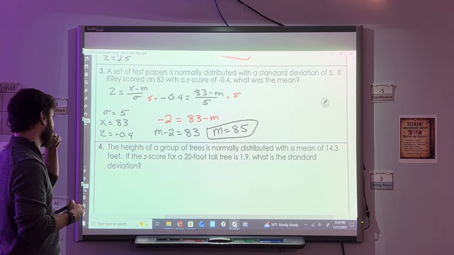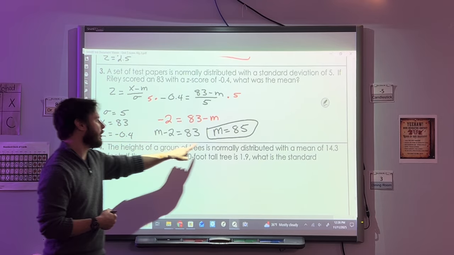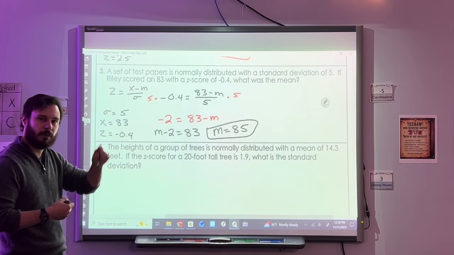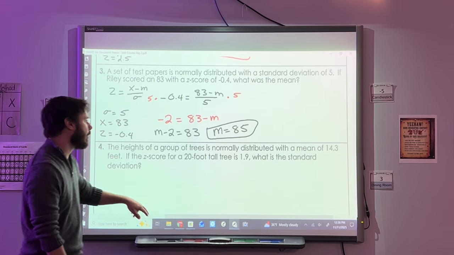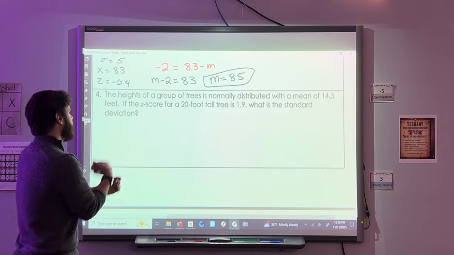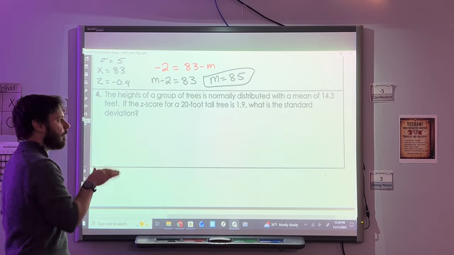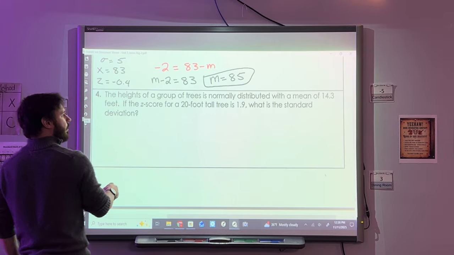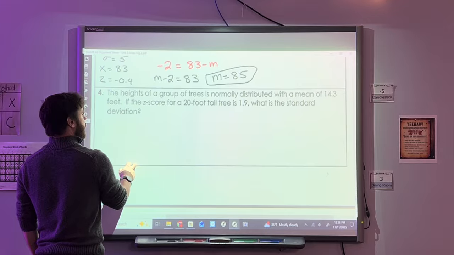Now that checks. They scored slightly below the average, just slightly, and that makes sense because we're just a little bit below the mean there. And then lastly, the heights of a group of 3 trees, normally distributed, average 14.3, z-score was 1.9. For that, what is the standard deviation?